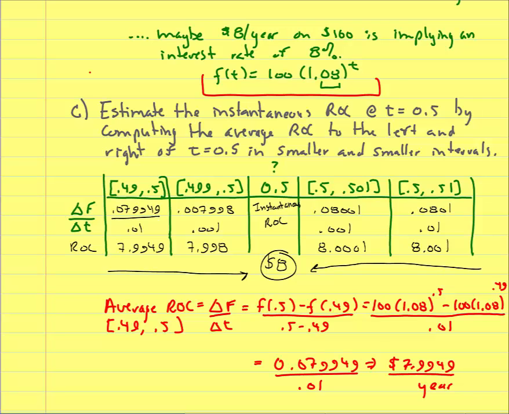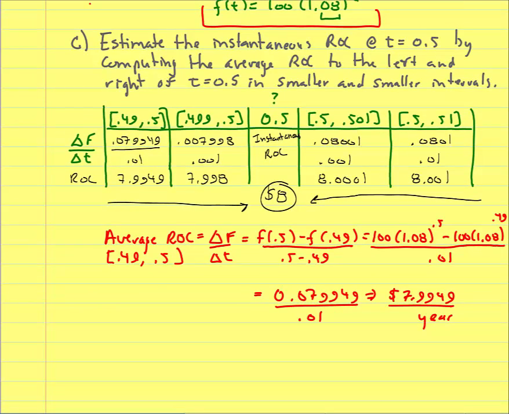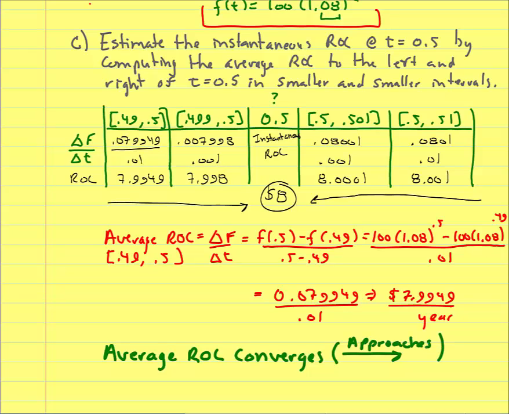So the idea that we've started to develop about average rates of change and instantaneous rates of change, let's see if we can summarize that. So we have the average rate of change. This is a big idea. So the average rate of change converges, and a lot of times we use an arrow to show this, and this means approaches in this context, the instantaneous rate of change, if we can use small enough intervals.